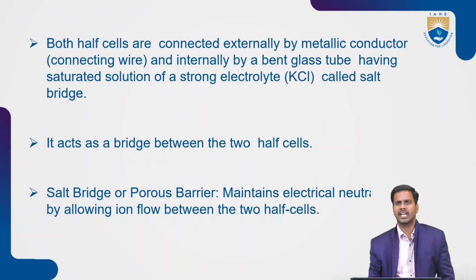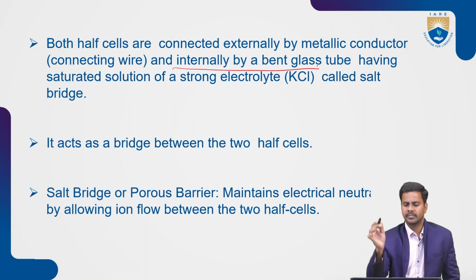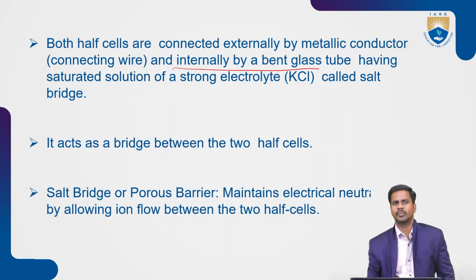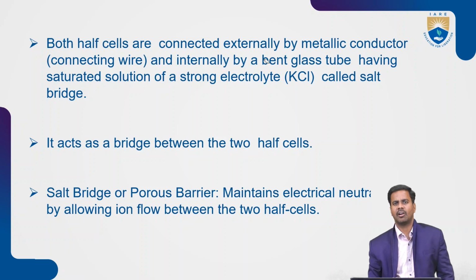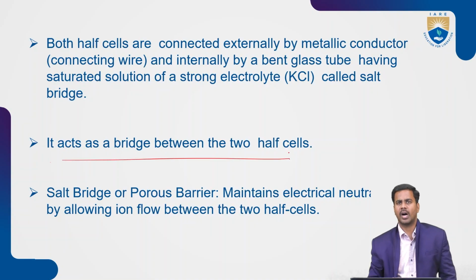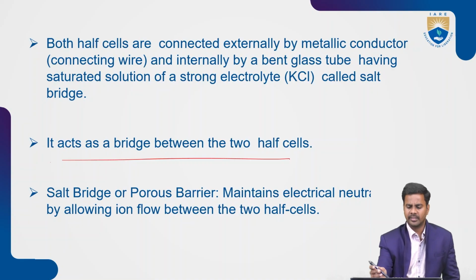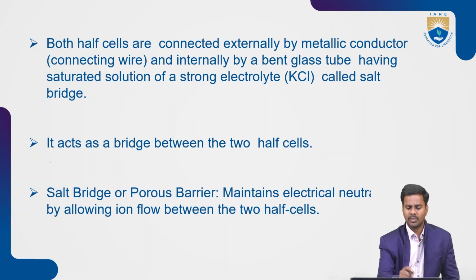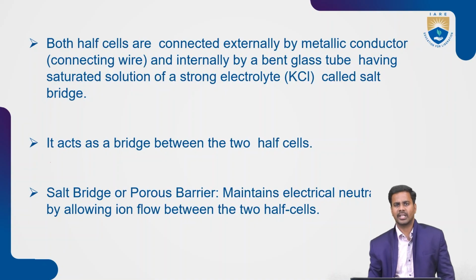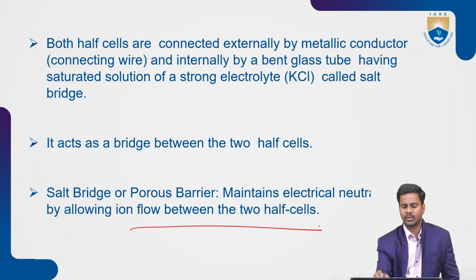Both half cells are connected externally by a metallic conductor, that is a conducting wire, and internally connected by a bent glass tube containing a saturated solution of the strong electrolyte KCl. It is called a salt bridge. It acts as a bridge between the two half cells. The main function of the salt bridge is to neutralize both half cells during reactions. So the salt bridge or porous barrier maintains electrical neutrality by allowing ion flow between the two half cells.